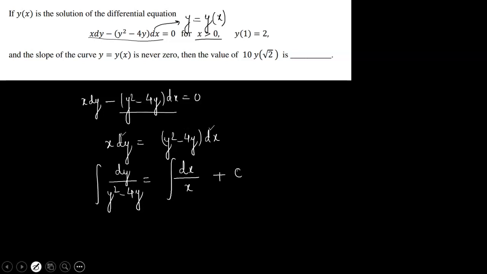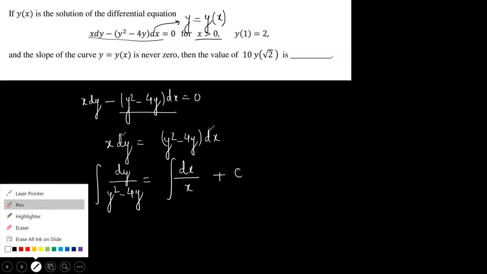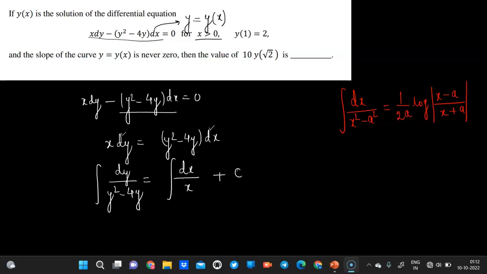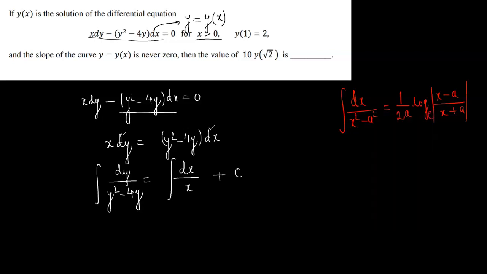Firstly, we should discuss a formula, which is the integration of dx upon x square minus a square, equal to 1 by 2a times log of mod (x minus a upon x plus a) to the base e, or we can also say it is 1 by 2a natural log of (x minus a) upon (x plus a).